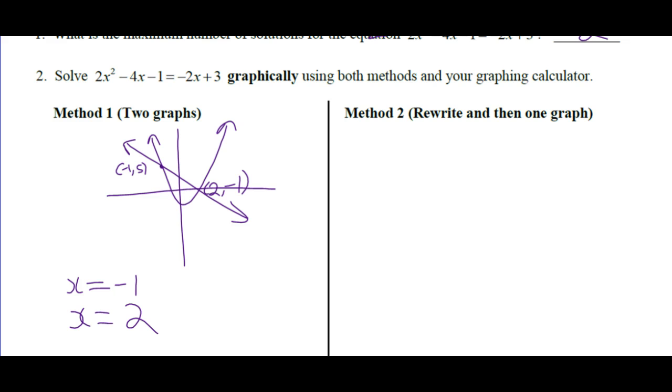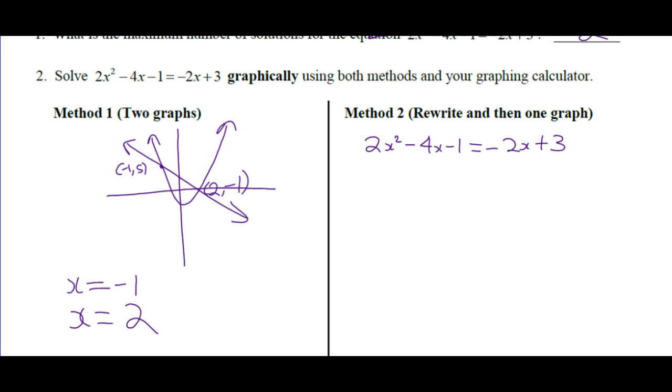Okay, now method 2, right? So what do we graph? y1 was the left side, y2 was the right side. We look for the intersection. In the next method, we rewrite. So we get 2x squared minus 4x minus 1 is negative 2x plus 3.